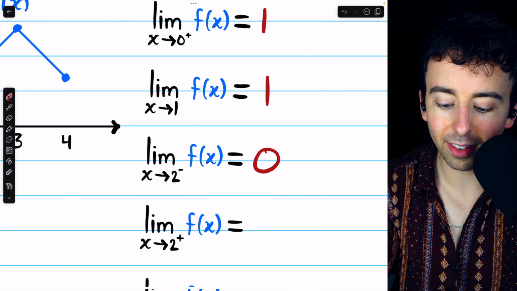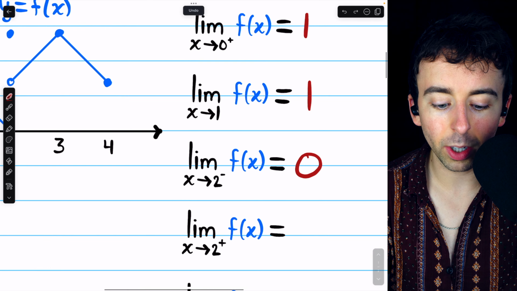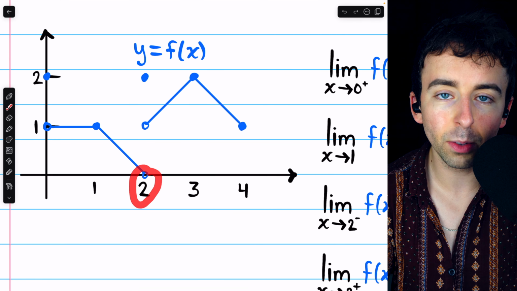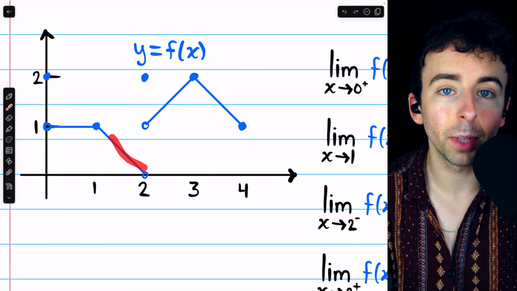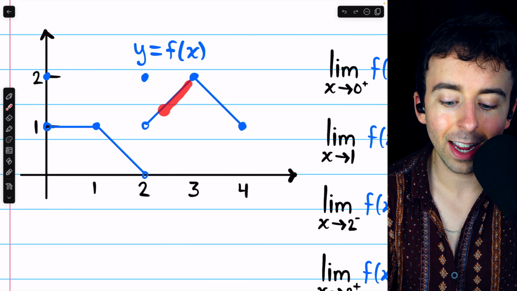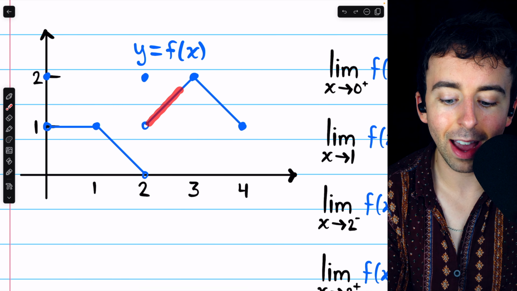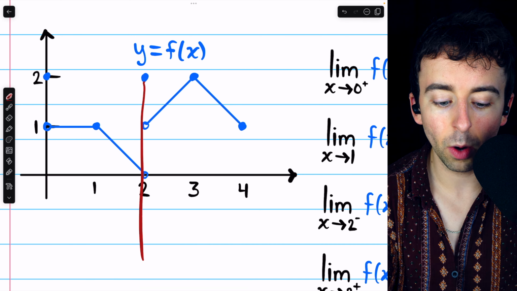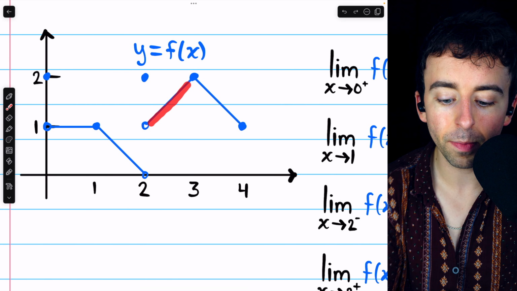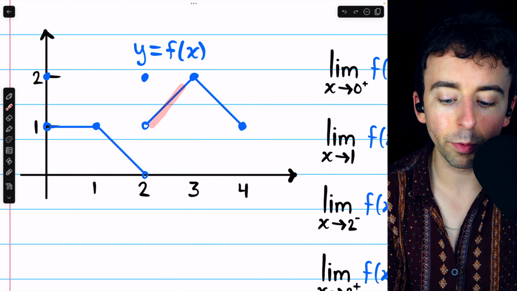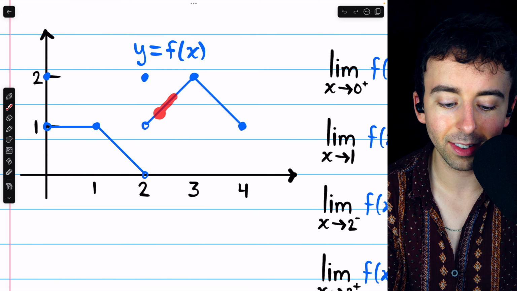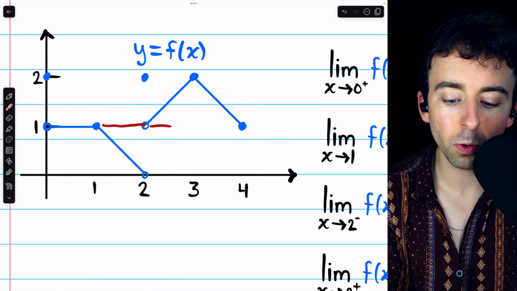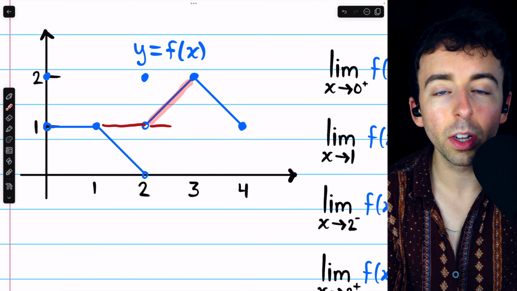Next, we're asked to find the limit as x approaches 2 from the right. So we're coming back to the same position, and again, we want to trace along the function towards x equals 2, but this time, rather than doing it from the left, we want to do it from the right. And that looks like this. So we approach that horizontal position of 2 while staying on the function, and we're approaching from the right. What vertical position is being approached as we do this? Well, we see it's y equals 1. That's the vertical position that's being approached as we approach x equals 2 from the right.